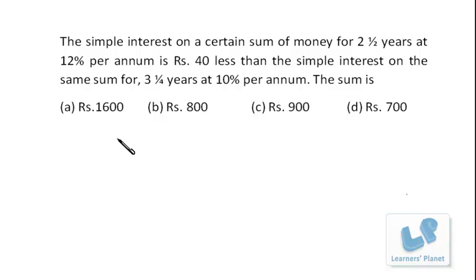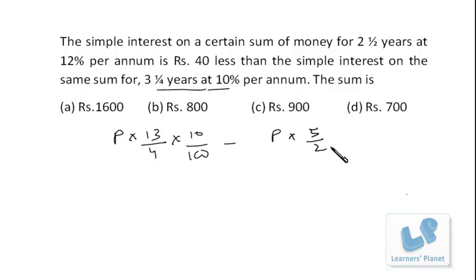We assume that the principal is P. If this P rupees is invested for 3 fours are 12 plus 1, 13/4 years at 10%, okay, by 100, that is simple interest in this case, minus the same amount for 5/2 years at 12% of interest by 100 is 40. Now we just have to simplify the equation.